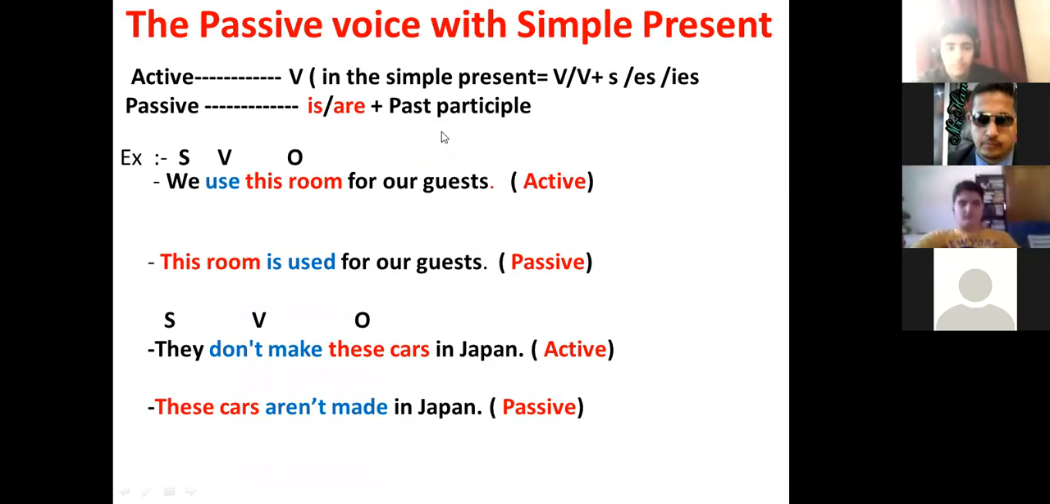The active sentence, as we know, is formed from subject, verb, object. This is a normal sentence, as we know. This is called an active sentence. If you have a sentence in the present simple, as we can see, we use this room for our guests. What is the tense of this sentence, Akram? What is the tense?